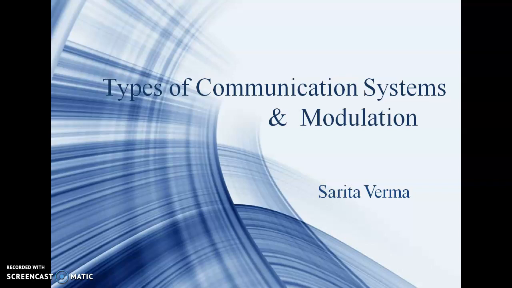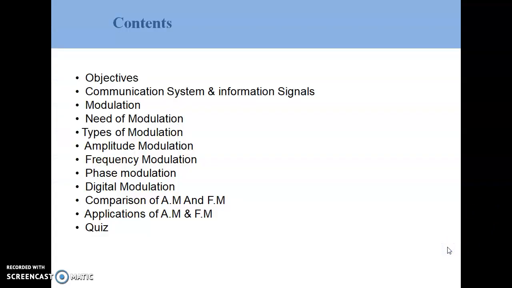Today in this video, we will be discussing types of communication systems and modulation. The contents are objectives, communication systems and information signals, modulation, need of modulation, the types of modulation which includes amplitude, frequency and phase modulation along with digital modulation, a comparison of A.M and F.M, applications of A.M and F.M along with a small quiz.